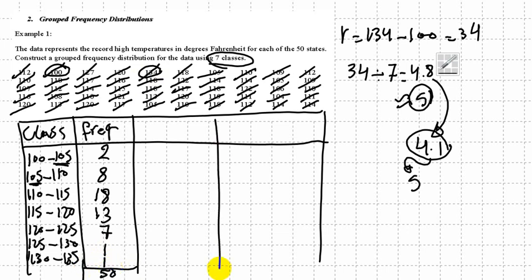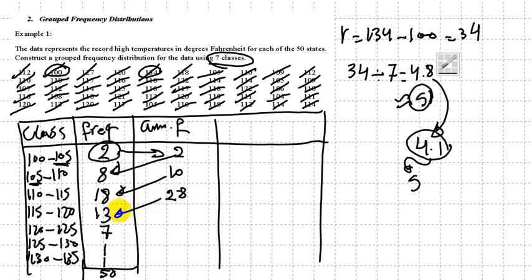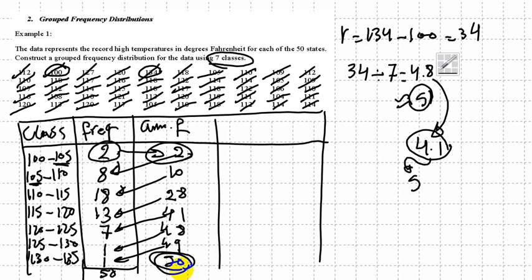Next step, let's find what? The cumulative frequency. We start with the first frequency, which is 2, and then add 2 plus 8 equals 10, 10 plus 18 equals 28, 28 plus 13 equals 41, 41 plus 7 equals 48, 48 plus 1 equals 49, 49 plus 1 equals 50. As you can see, we start with the first frequency and end with the sum of the frequencies. This table is called a grouped frequency distribution table.